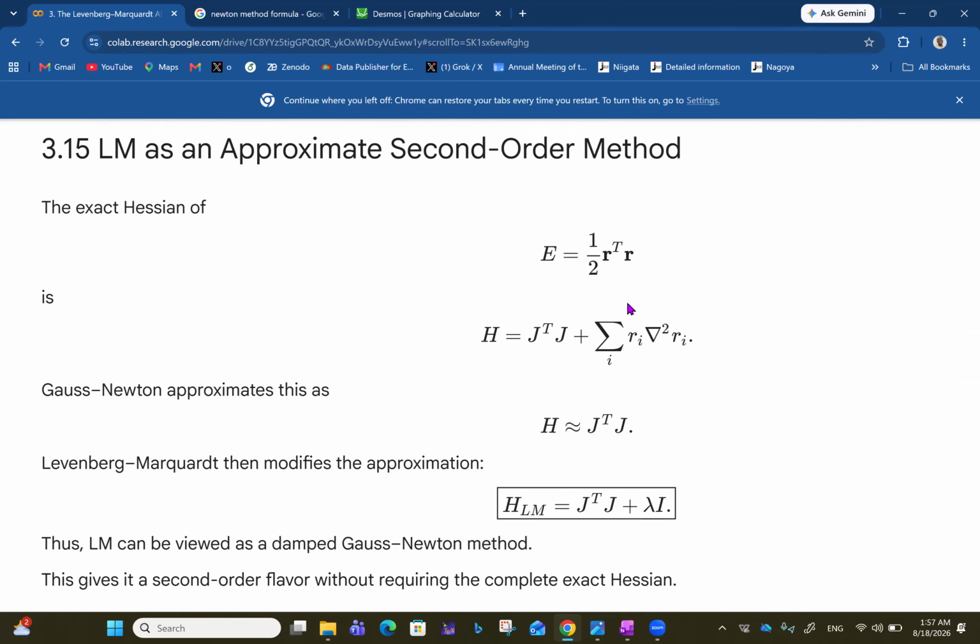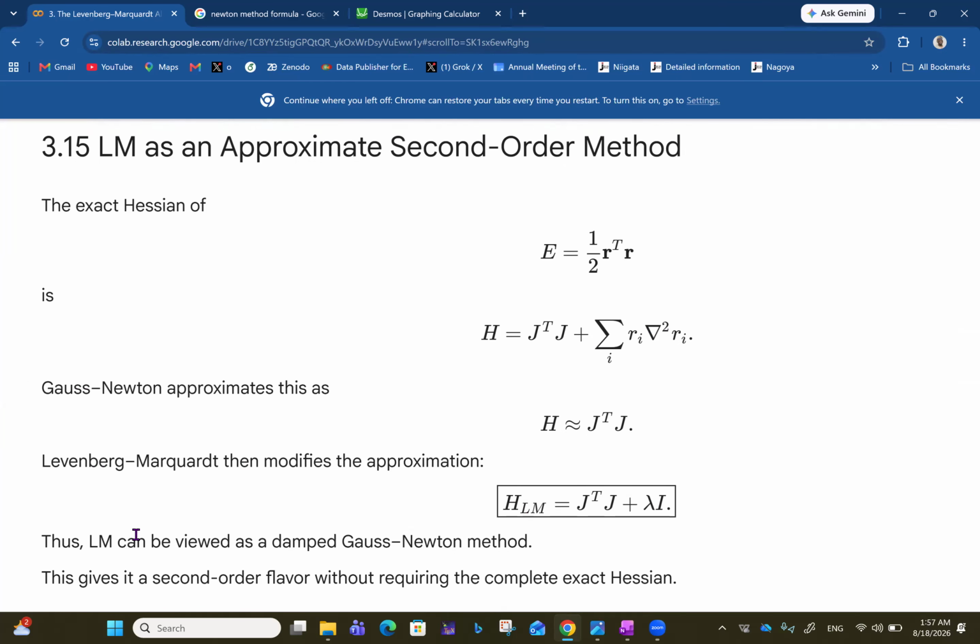So the exact Hessian of E equals half R transpose R is actually H, which is J transpose J, plus summation over i of R_i grad squared R_i. The Gauss-Newton method approximates this as H, which is approximately J transpose J. Then Levenberg-Marquardt modifies the approximation H_LM to be J transpose J plus lambda I. Thus, LM can be viewed as a damped Gauss-Newton method.